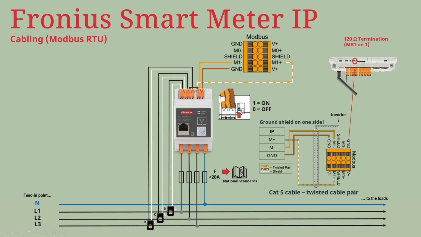A side information, but it is also very important, is that the ground has to be shielded at minimum on one side, and a Cat5 cable and a twisted cable pair has to be used in this case. The last information about the cabling, of course, is our termination. So never forget to make this termination at the end of the installation process.